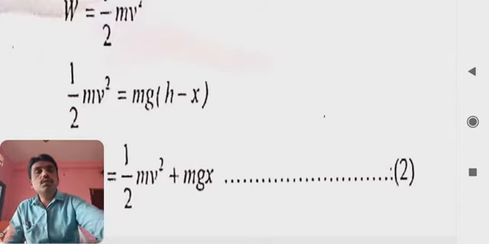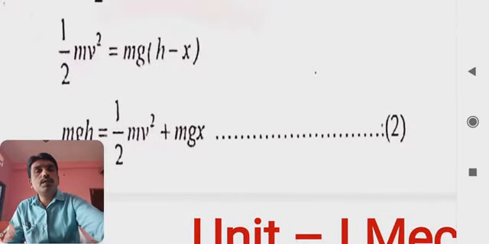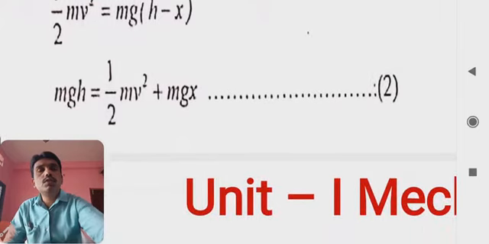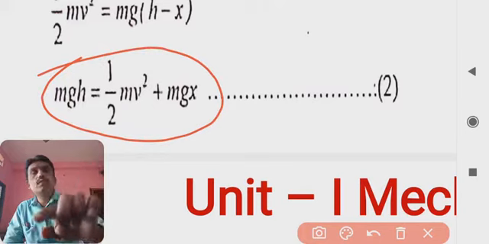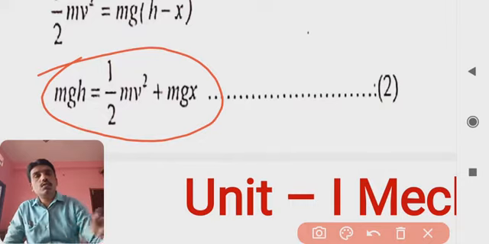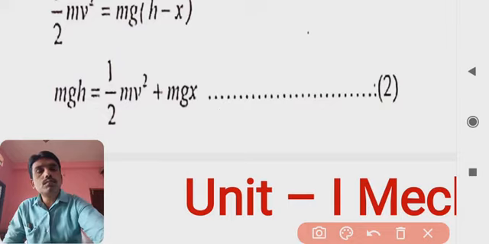So it gives me a new relationship: half mv square is equal to mgh minus mgx. If we keep mgh as it is on one side, this mgx will go to the other side and become plus, and it gives the new relation: mgh is equal to half mv square plus mgx. This is the relation which gives you the new relationship.